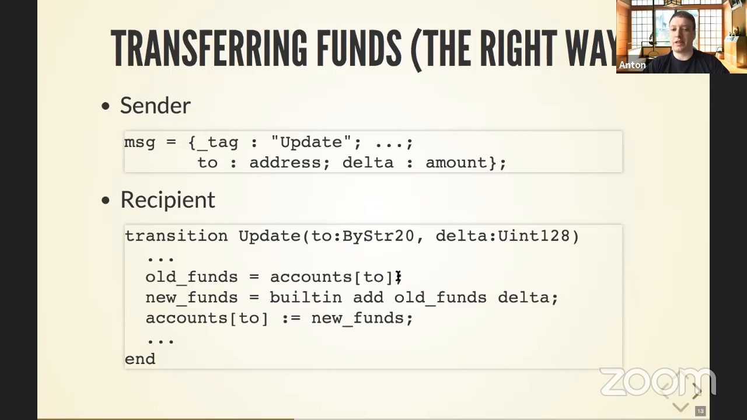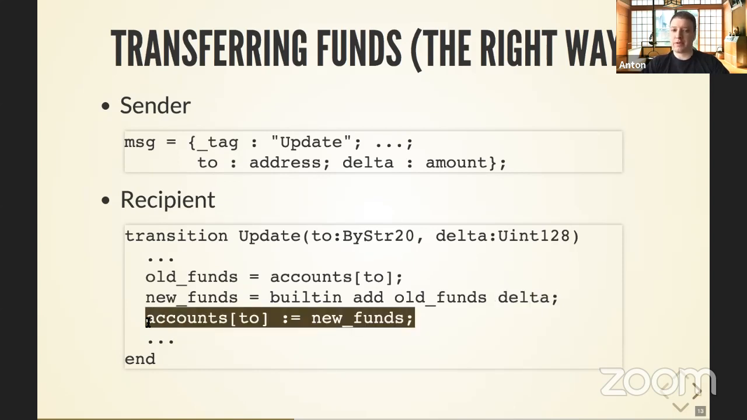So how do you do that? You just read the accounts cell, right, into a variable, give it a name called old funds, and then you add this delta to old funds, right? And then you overwrite only after that, right?